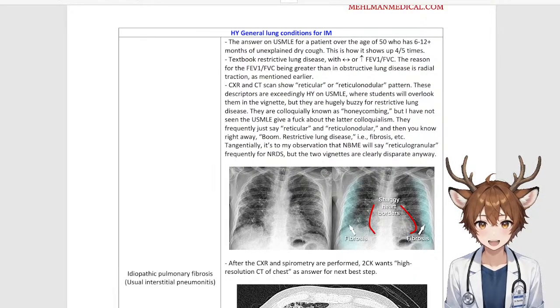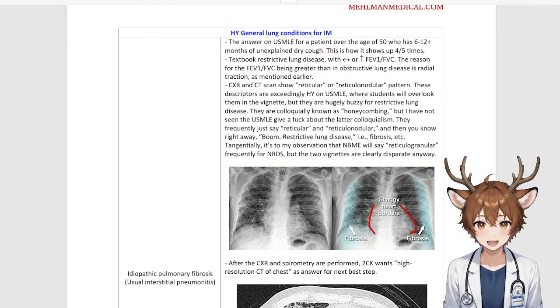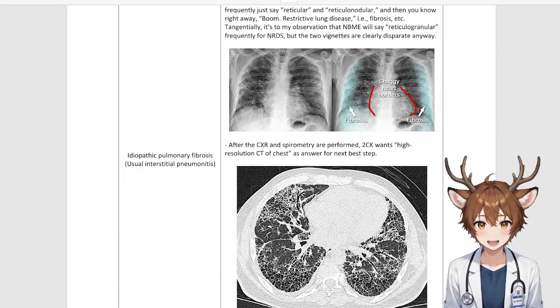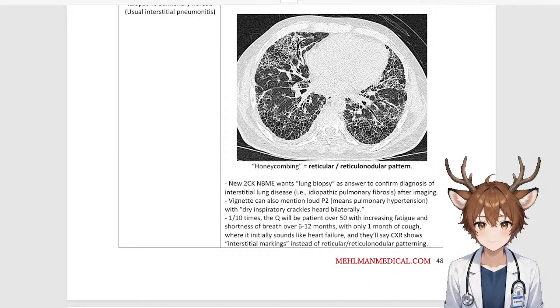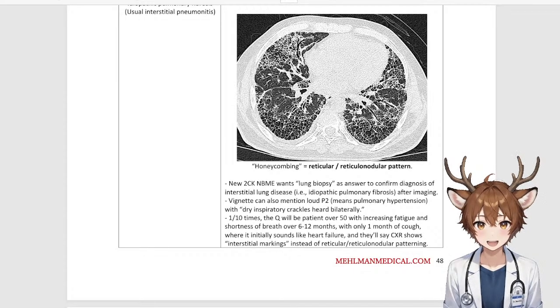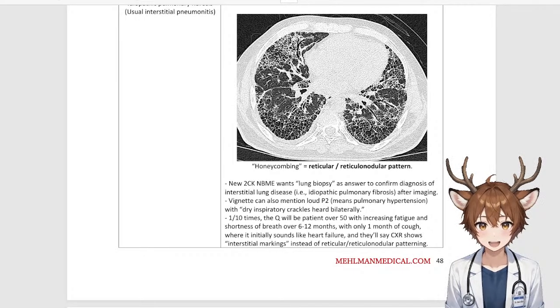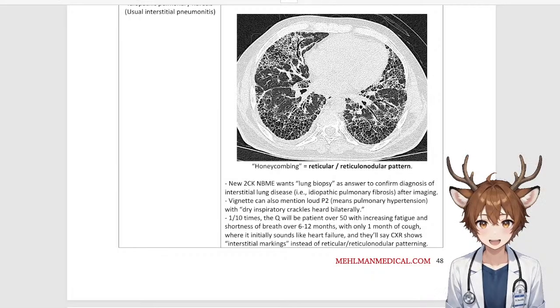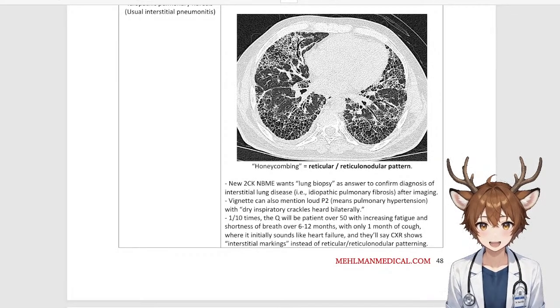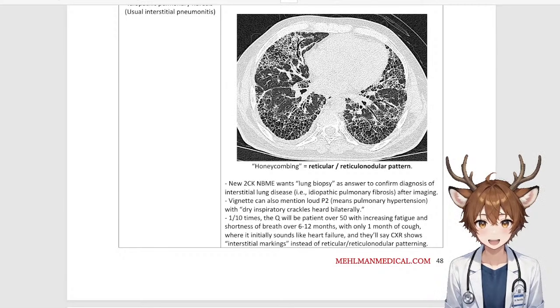After chest X-ray and spirometry are performed, 2CK wants high-resolution CT of chest as the answer for the next best step. Honeycombing equals reticular/reticulonodular pattern. The new 2CK NBME wants lung biopsy as the answer to confirm the diagnosis of interstitial lung disease, that is to say, idiopathic pulmonary fibrosis after imaging.